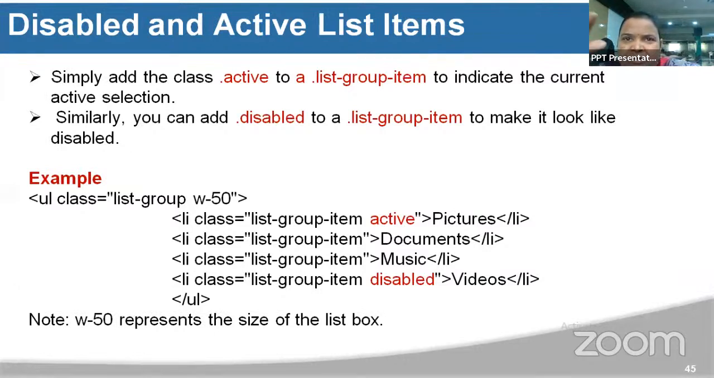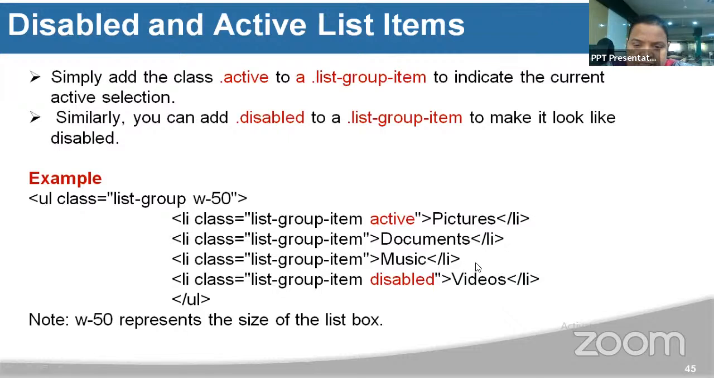Disabled is nothing but the list displaying a light variation. The disabled item is represented like this. Then, as usual, the URL list group item has a width of 50%, and whether it is mentioned or not is no problem. In the list group, the pictures item is the active part. I want to mention active separately, and then list group items: documents, music, and videos.